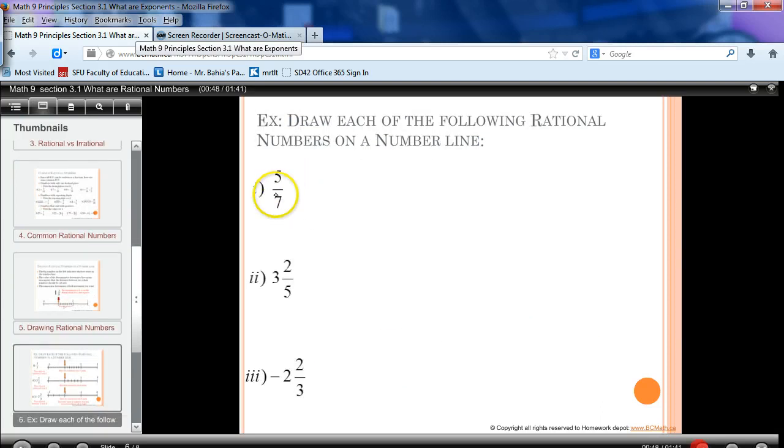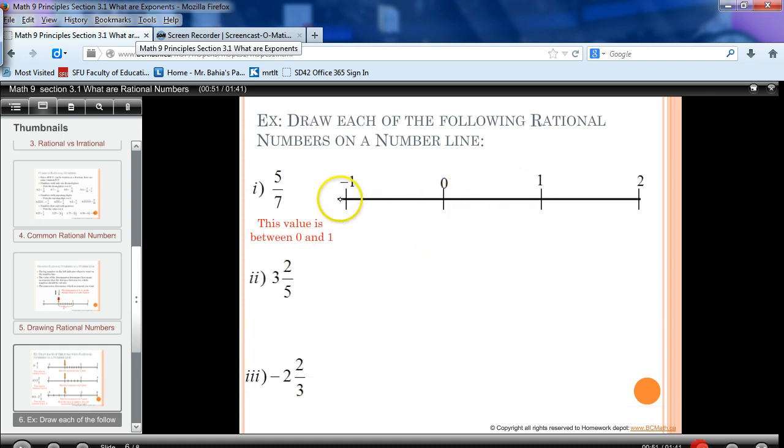Okay. Let's do another example here. What if you had 5/7? How would you show that on a number line? Well, 5/7, hopefully you know that's less than 1. So we're going to draw a number line between 0 and 1. This value is between 0 and 1. They're being extra cautious and putting a little bit less and more just in case. But we know it's going to be in between here somewhere.